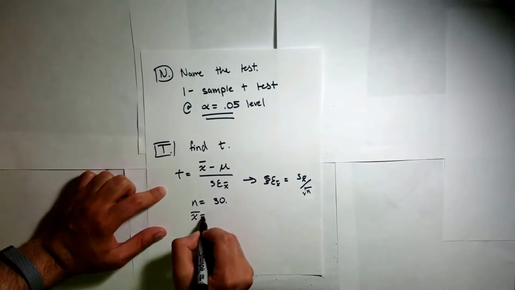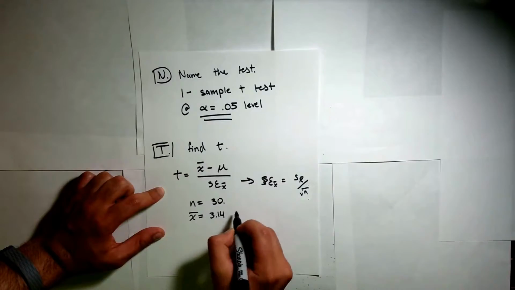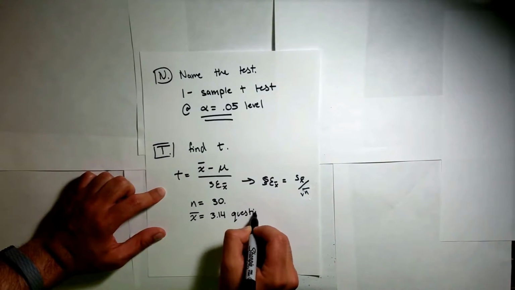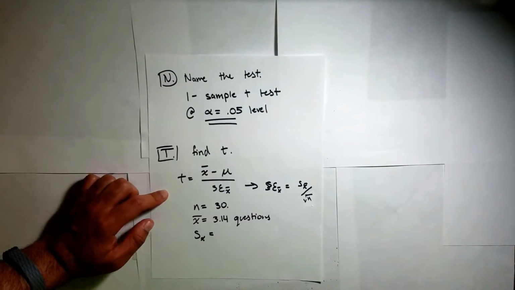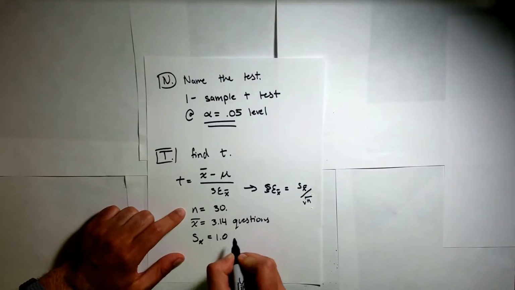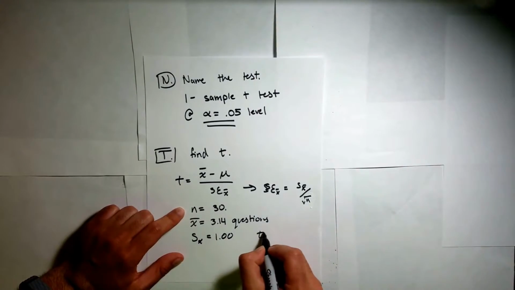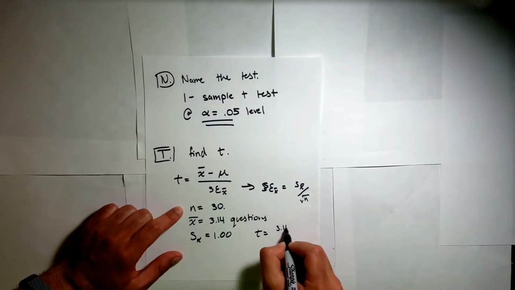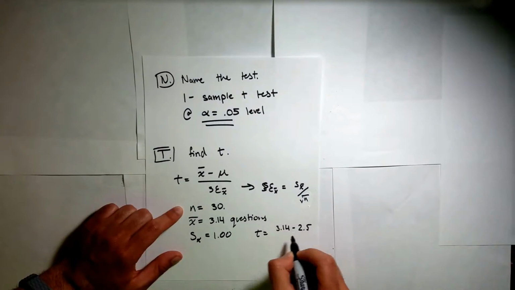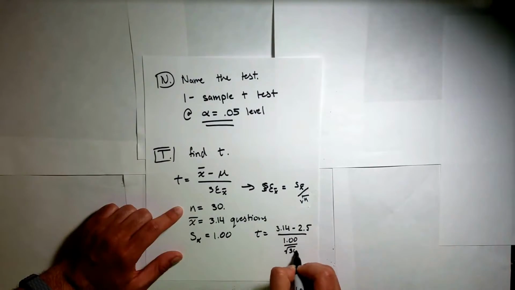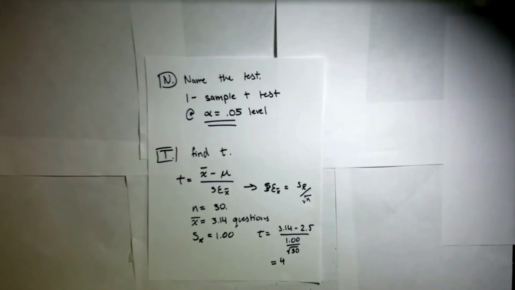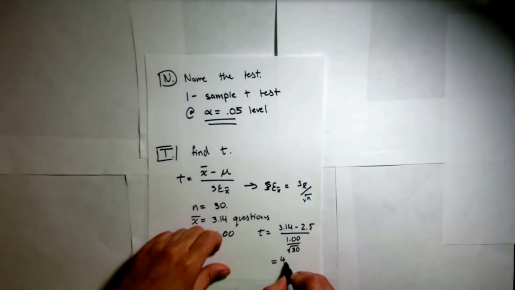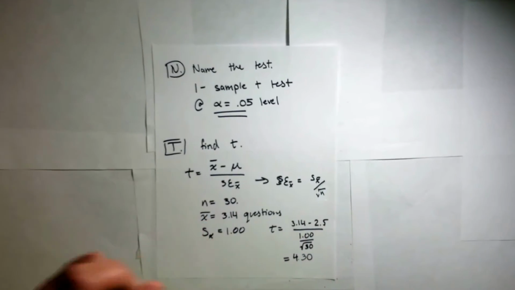In the T step, we actually do the test. So we have our t-value is equal to the statistic minus the parameter over the standard deviation of the statistic. Since our statistic is x bar, x bar is equal to 3.4. We take that minus our mu, which is 2.5, over the standard deviation, which is 1.00, over the square root of 30, since that's our sample size. And so what we get from that is our t-value is 4.30 from our calculator.